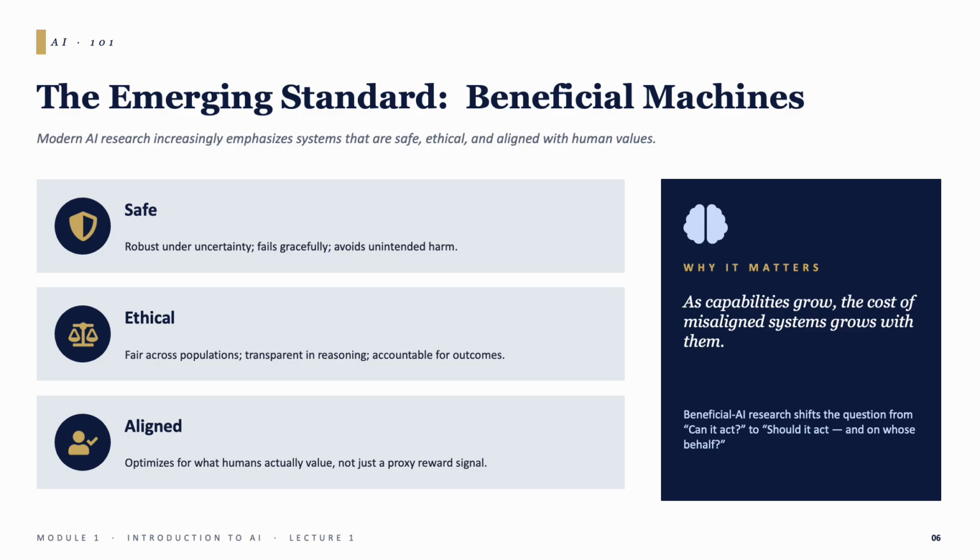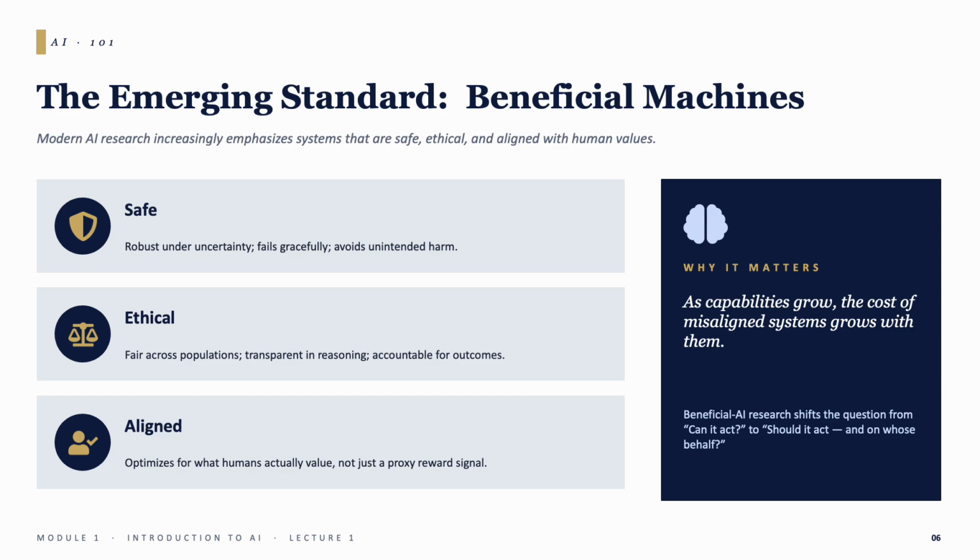All right, modern AI research increasingly focuses on creating beneficial machines. These systems should be safe, ethical, and aligned with human values. Safety means the system should avoid causing harm. Ethics means decisions should be fair and accountable. Alignment means the AI's goals should match what humans truly want.